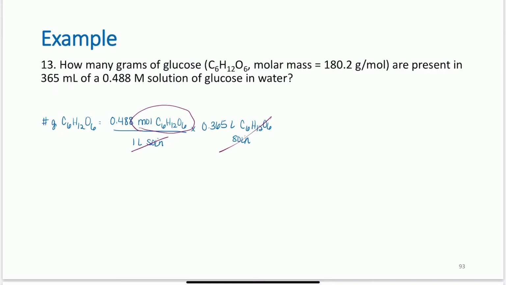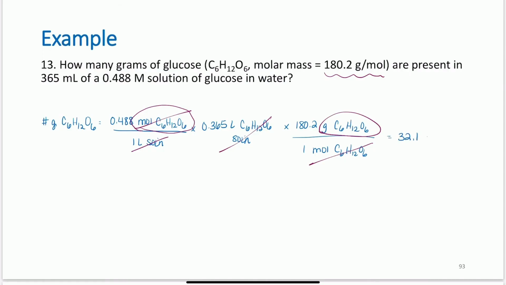I have moles of glucose. I have molar mass. I can easily find grams. So times 180.2 grams of glucose per 1 mole of glucose. This cancels out my moles of glucose and gives me grams of glucose. And I find the answer here to be 32.1 grams of C6H12O6.